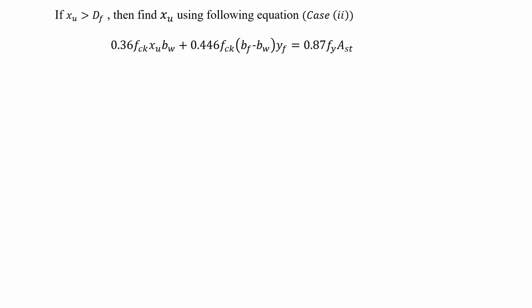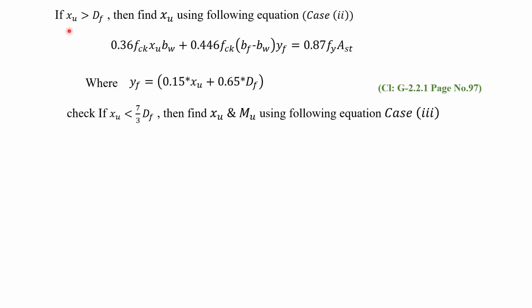this equation. Here, as you can see, we have a new parameter which is yf. yf is given as 0.15 xu plus 0.65 Df. This equation can be found in IS 456, Annex G 2.1 clause, page number 97.